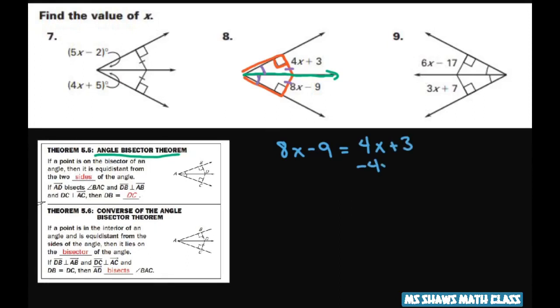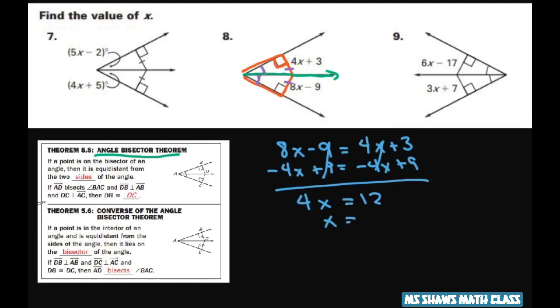Subtract 4x from both sides. Add 9 to both sides. Alright, so those two cancel and you get 4x equals 12. Divide both sides by 4 and you get x is 3. So that's all we had to do is find it. So x is 3. But just to show, plug in 3 here.